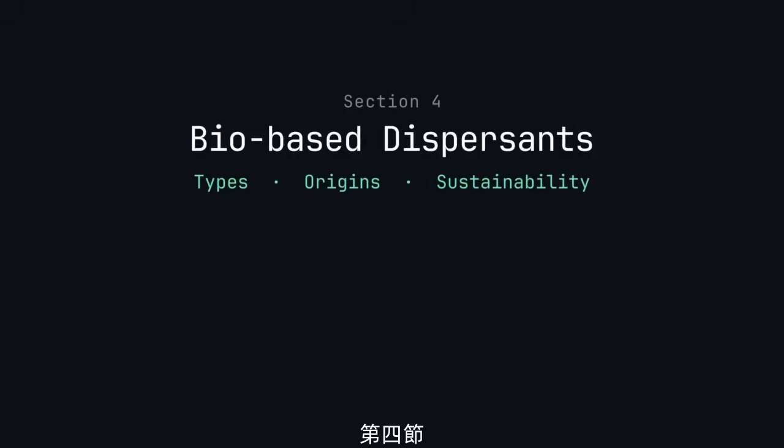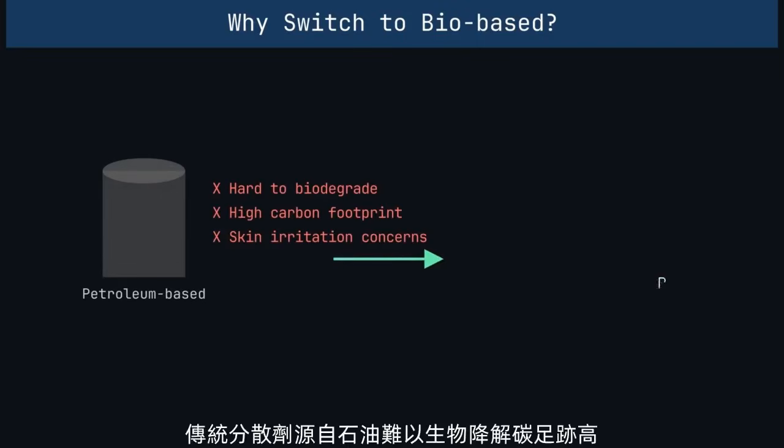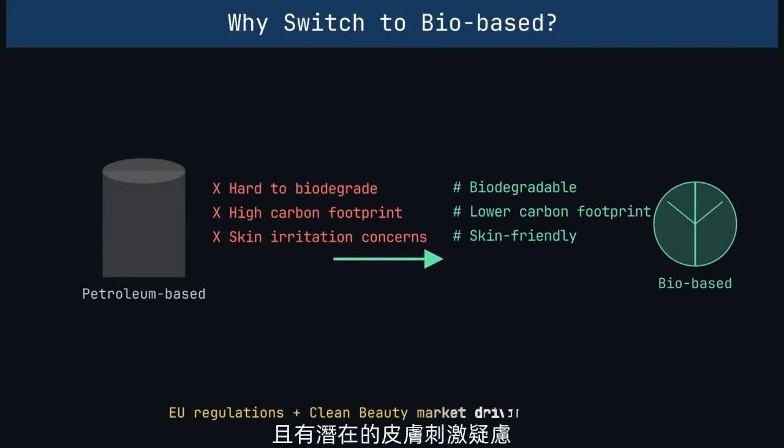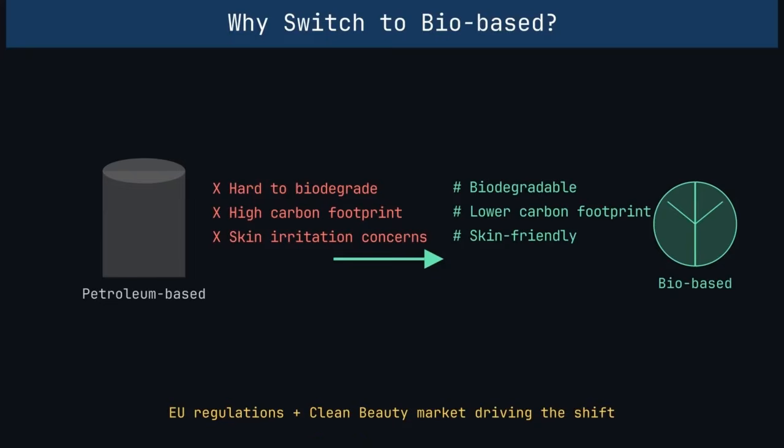Section 4. Bio-based dispersants. Traditional dispersants are petroleum-derived. Hard to biodegrade, high carbon footprint, and potential skin irritation concerns. Driven by EU cosmetic regulations and the growing clean beauty movement, the industry is shifting toward bio-based alternatives. Biodegradable, lower carbon, and skin-friendly.